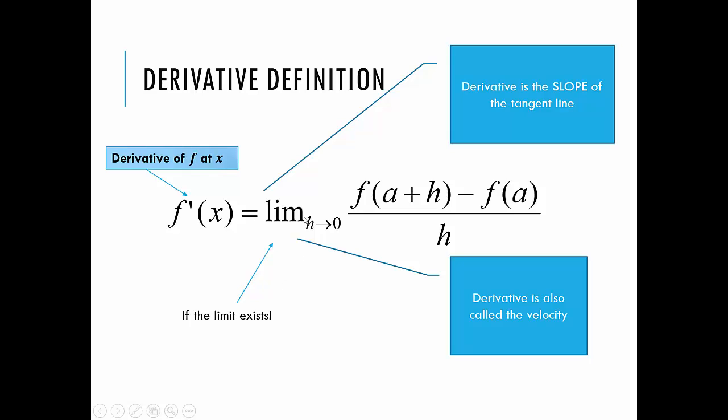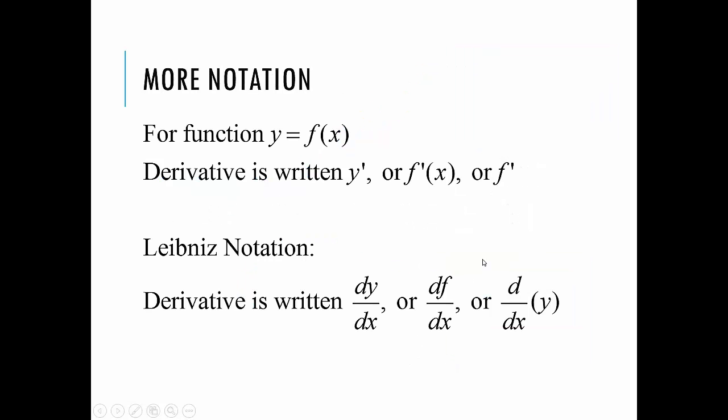And this is important, that this limit has to exist. With this, finding this limit is the definition of finding the derivative. And you'll see different notation for the derivative. You'll see y prime, you'll see f prime of x, or just f prime. Leibniz had his own notation.